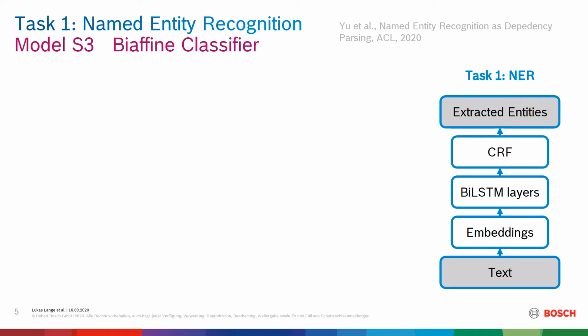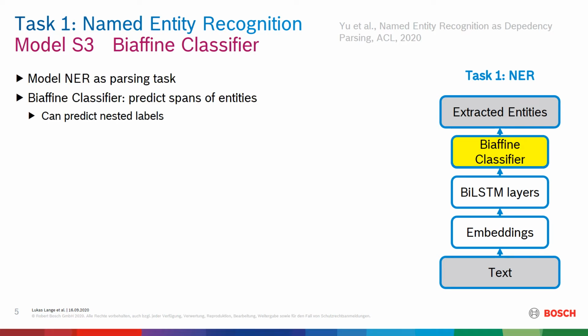For the third model, we exchanged the CRF classifier with a bi-affine classifier. Now the named entity recognition task is not handled as a sequence labeling problem anymore, but rather as a dependency parsing problem, which has shown significant improvements in a recent ACL paper. In addition, the bi-affine classifier is also able to detect nested entities, which also occur in this shared task, even though they are not as frequent.